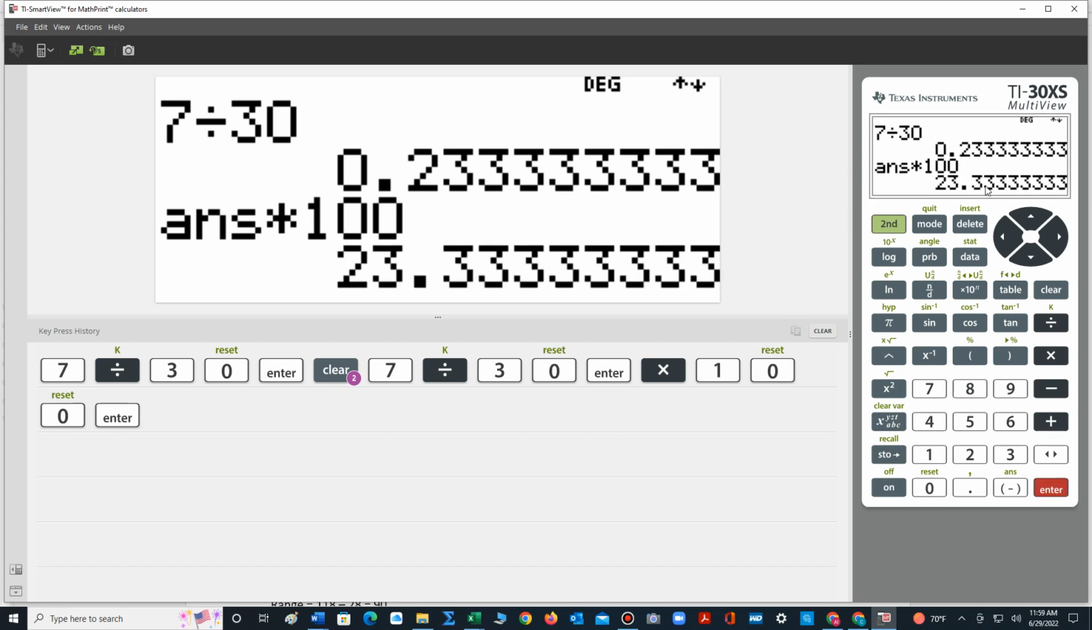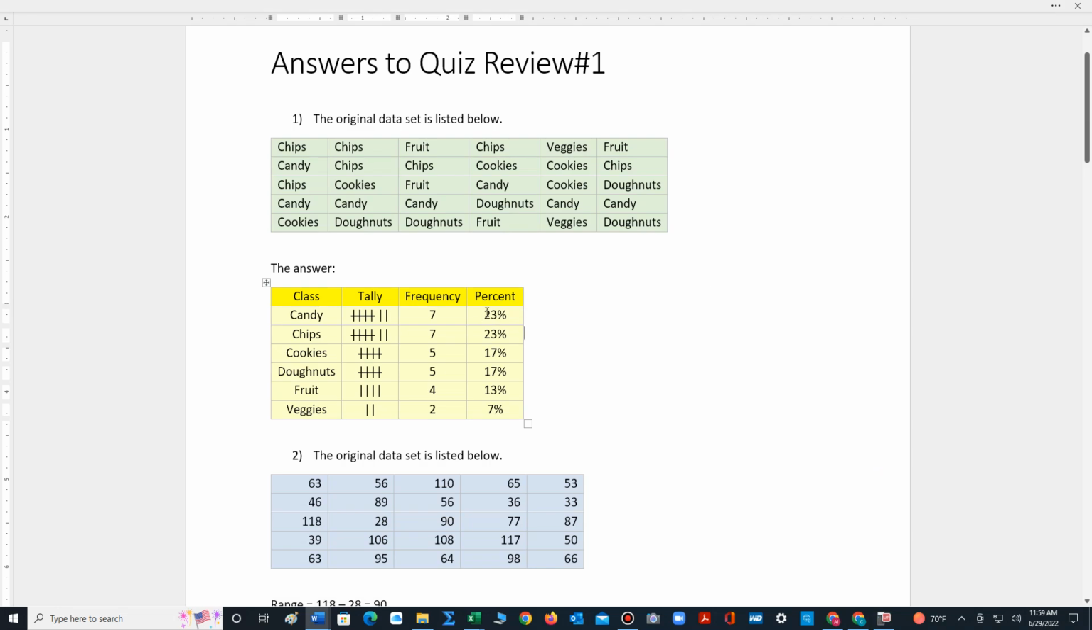So it's 23.3%. But I'll round to a whole percentage for this example. So we end up with 23% for candy and for chips, because chips has a frequency of 7.